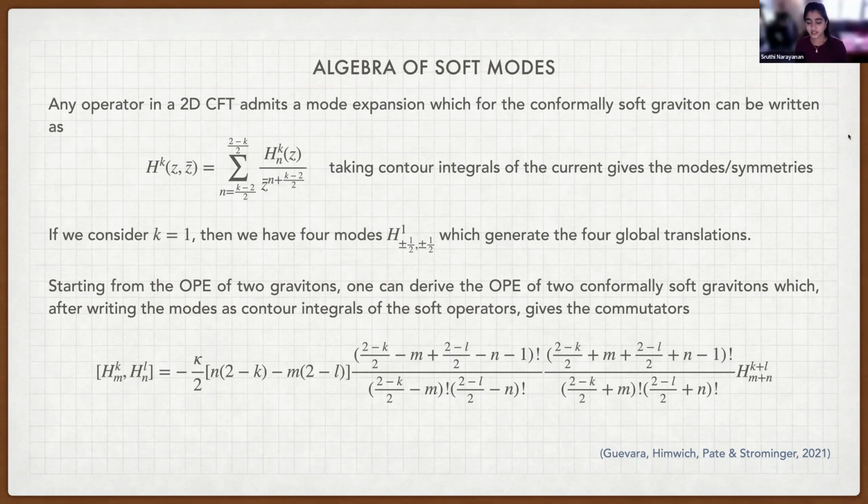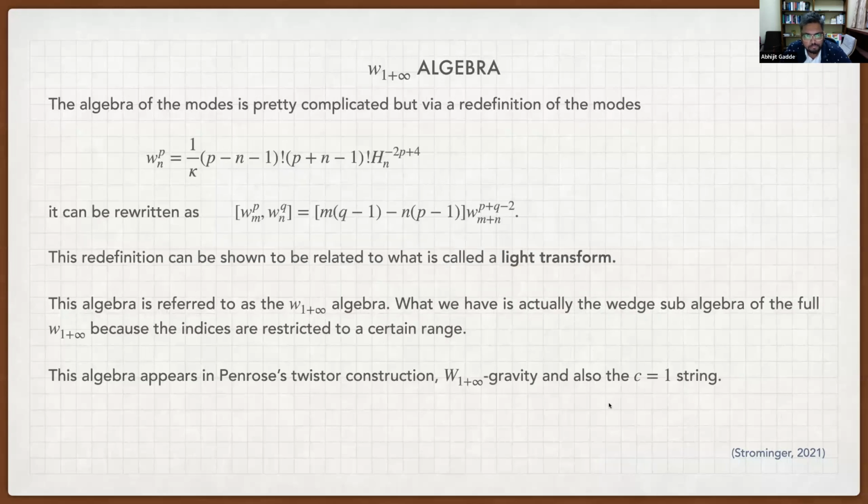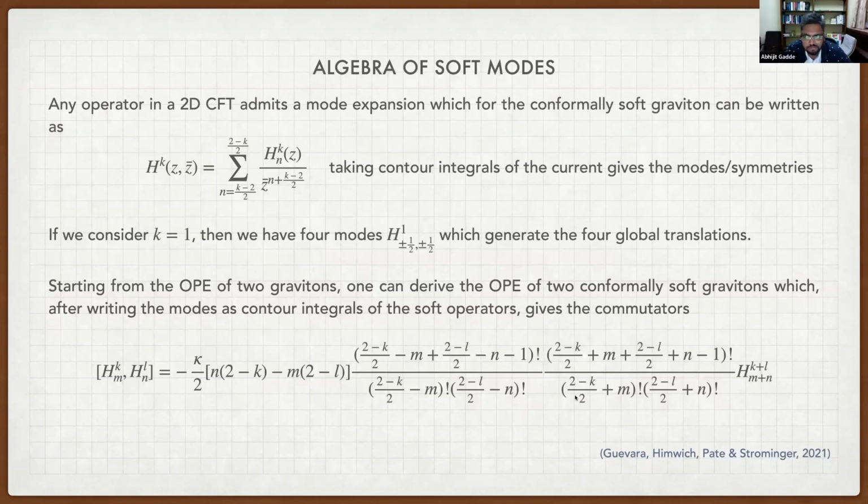But the point of this is that you get a complicated algebra of these modes, and it's a little bit unclear exactly how to understand what that algebra is. And so what is happening— Sorry, what happened to the Z dependence? All of these modes that I've written here are in terms of Z. So we've taken contour integrals over Z bar, but these HK, HL, and HK plus L are all in terms of Z.